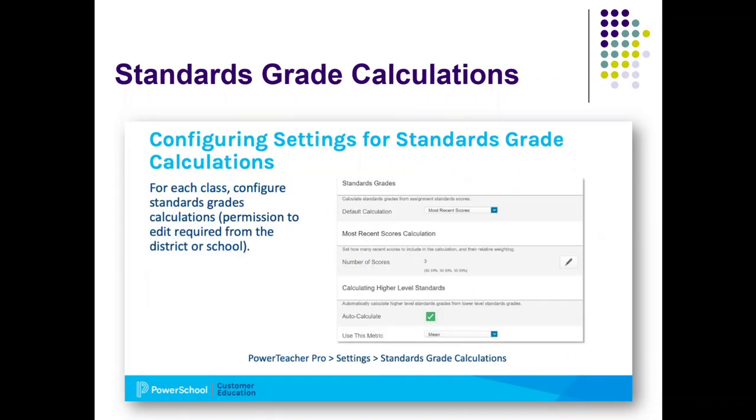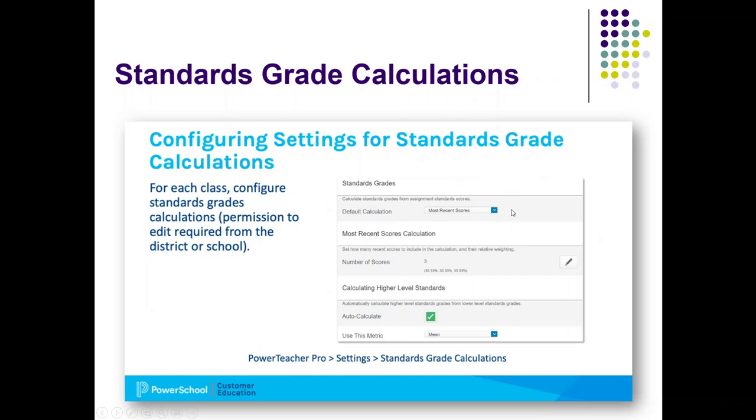For standards grade calculations, it is similar in that you get there from the Gradebook, clicking on Settings, and then going to Standards Grade Calculations. Now, again, you can configure this for each class or multiple classes based on your permissions.